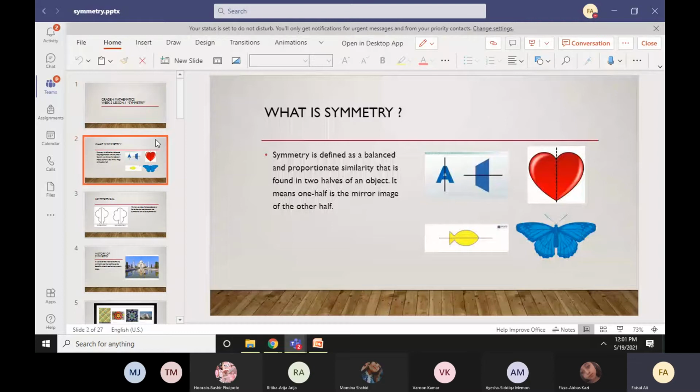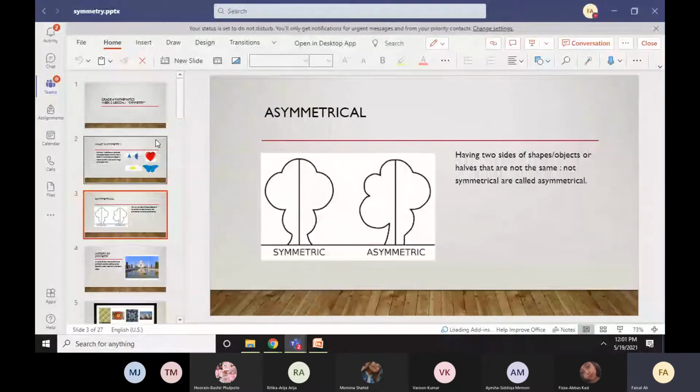As we have learned, what is symmetry? Any shape, if we cut that shape, both halves will be the same after cutting. That is known as symmetry. There are two types of shapes, as we have already learned. One is symmetrical, the other is asymmetrical. If after cutting, both pieces are the same, it is symmetrical. But the shape whose other half will not be the same is known as asymmetrical.